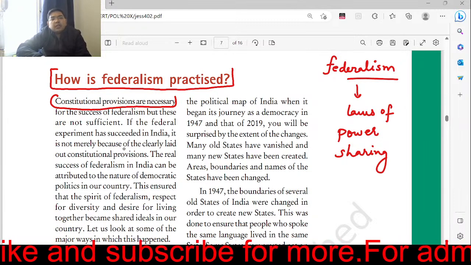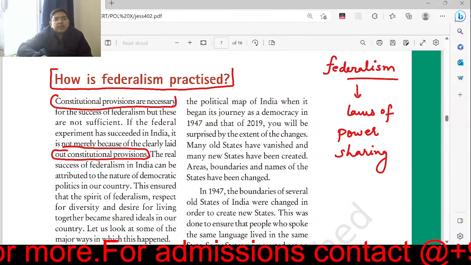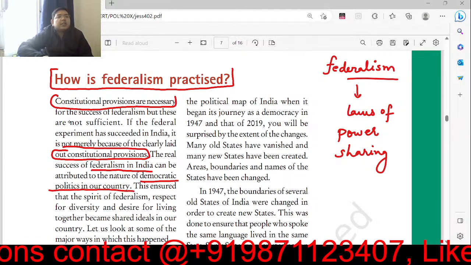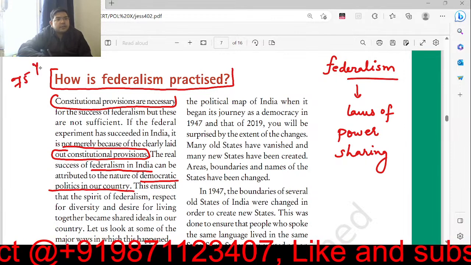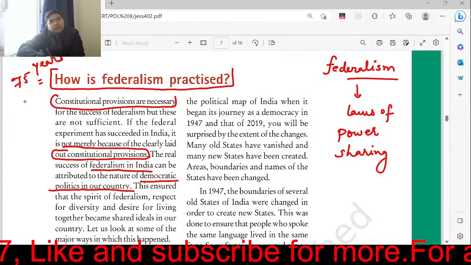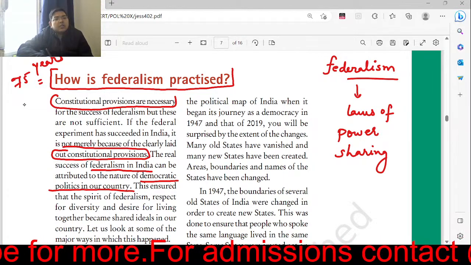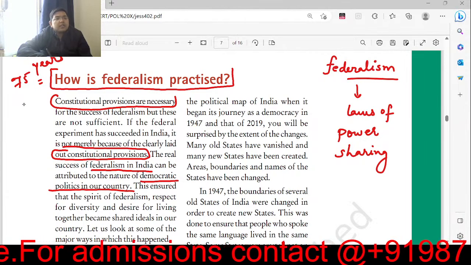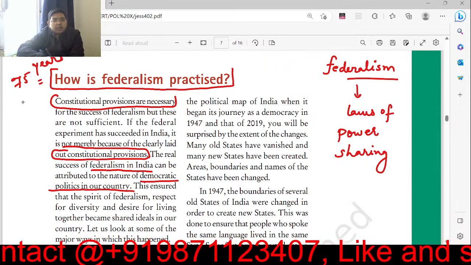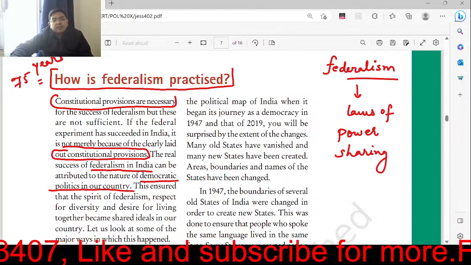Reason being that constitutional provisions are there in our constitution, but the success of Indian federalism is attributed to the democratic politics that we have practiced in our country for the last 75 or more years. So the success of Indian federalism is not only the result of the provisions and the clear laws in our constitution, but also a result of the democratic politics that we have practiced over the last three quarters of a century, like 75 years. Now, these ideals have played a major role in the success of federalism in India.